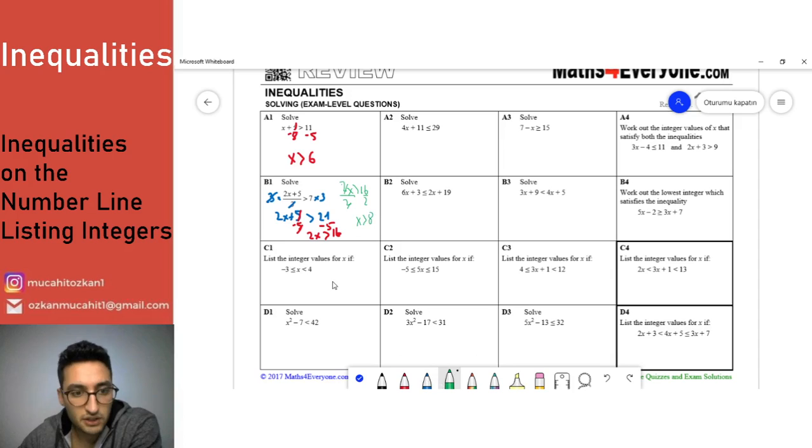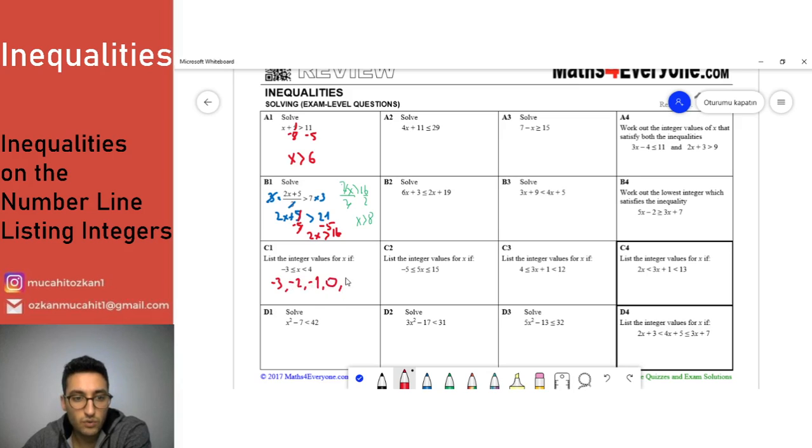C1, list the integer values for x if x is greater than or equal to -3 and less than 4. So all I need to do now is list the x values. x can be -3, -2, -1, 0, 1, 2, and 3. It cannot be 4 because it is less than 4 only.